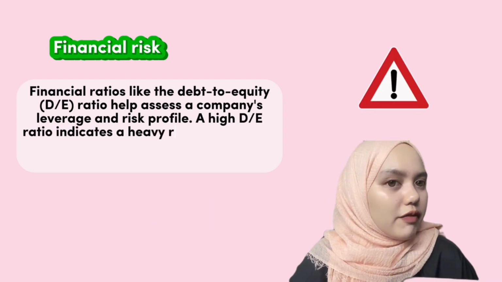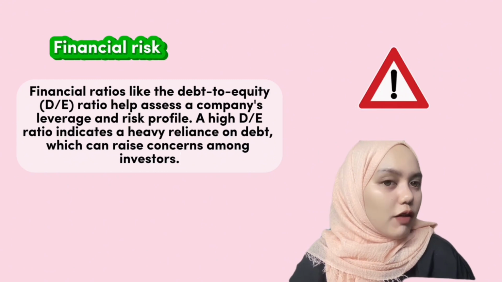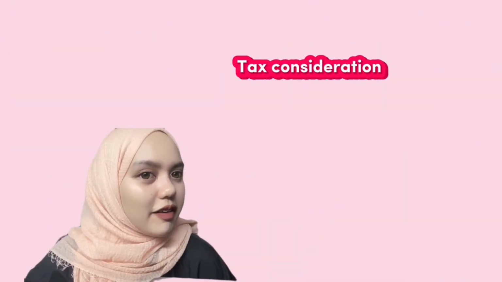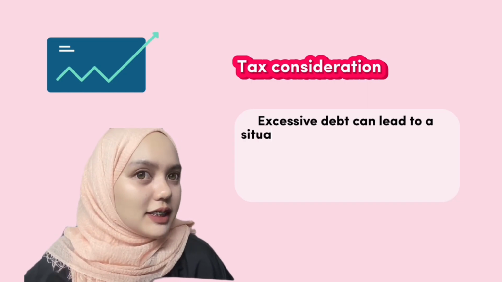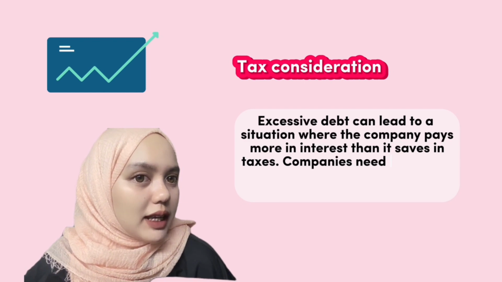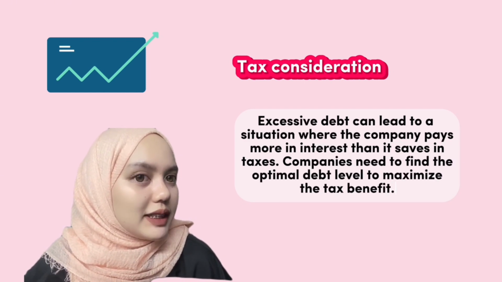Next, assess a company's leverage and risk profile. A high debt-to-equity ratio indicates heavy reliance on debt, which can raise the risk of investment. Lastly is tax consideration. Tax consideration in debt can lead to a situation where the company pays more or less than it owes on tax. Companies need to find the optimal tax level to maximize the tax benefit.